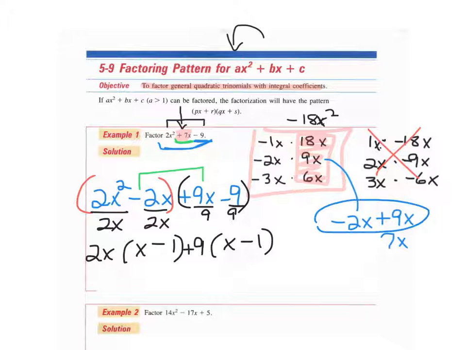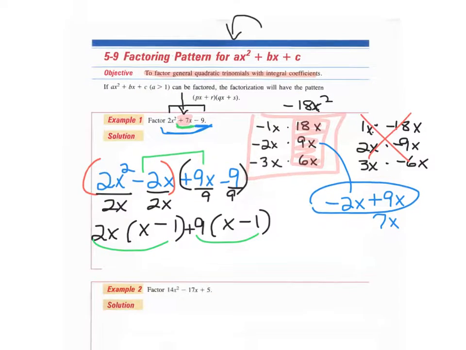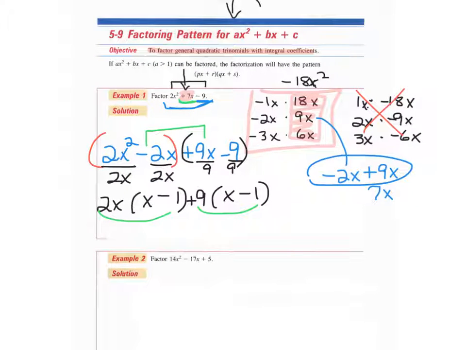Everybody with me so far? So all I've done is group them, looked for a separate greatest common factor between each group. I now have two terms here, this term and this term. Notice now I also have another GCF. My GCF is x minus 1. And then I take the two numbers that were factored out and put them in a parenthesis together. This is now my factored trinomial.